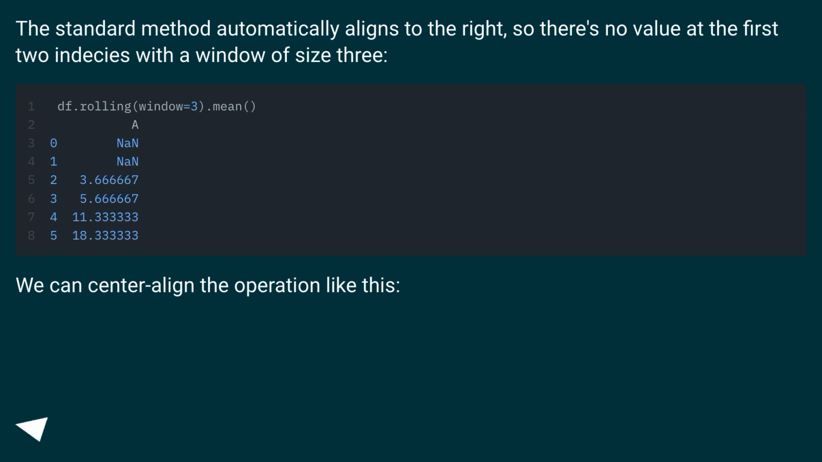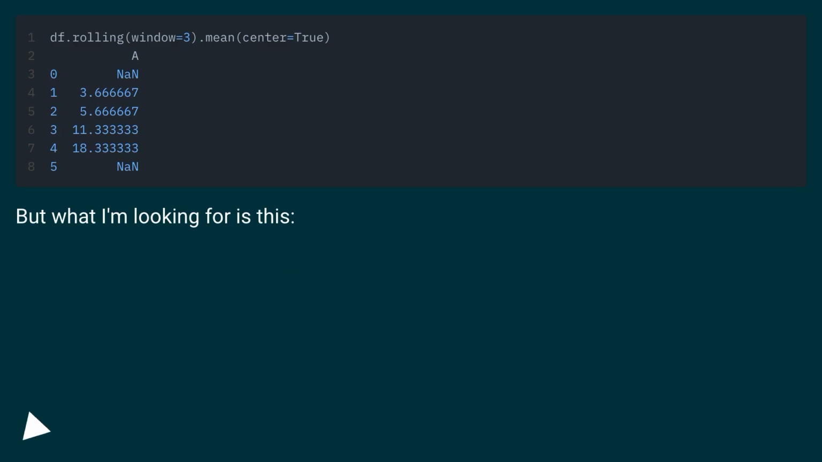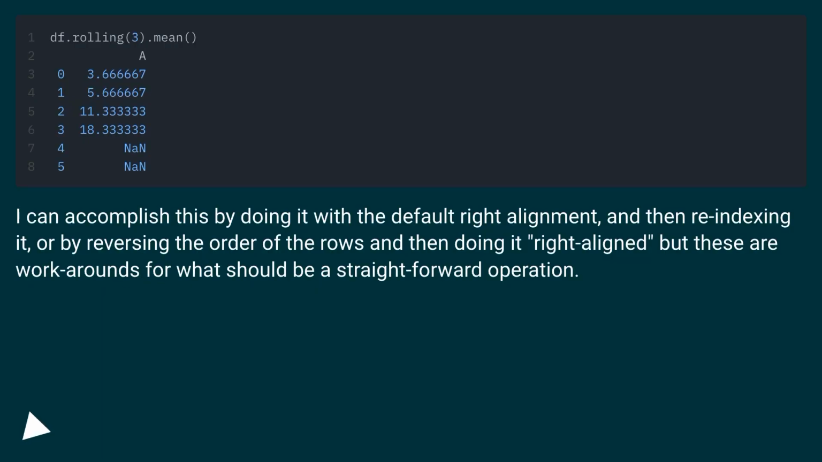We can center align the operation like this. But what I'm looking for is this. I can accomplish this by doing it with the default right alignment, and then re-indexing it, or by reversing the order of the rows and then doing it right aligned, but these are workarounds for what should be a straightforward operation.